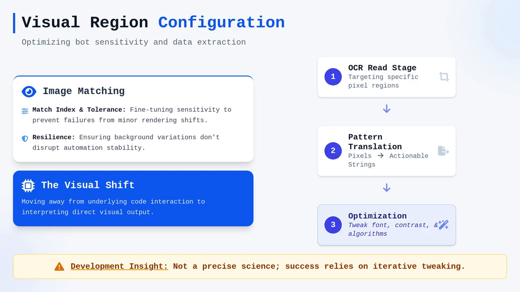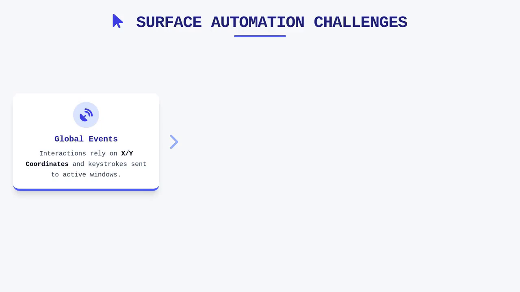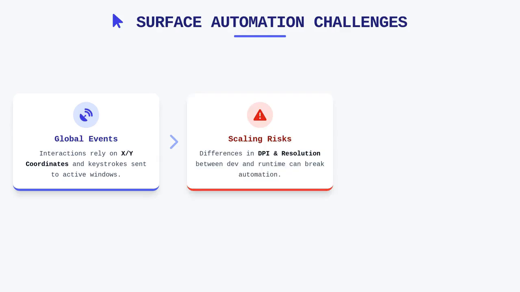When we interact with these regions, we are effectively sending global events, such as mouse clicks at specific coordinate offsets or keystrokes sent to the active window. Since the object model is invisible to us, the navigate stage must be configured to click at specific X and Y coordinates relative to the region anchor. This introduces the problem of screen resolution and scaling constraints, which can silently break your automation if the runtime resource runs at a different DPI than your development machine.